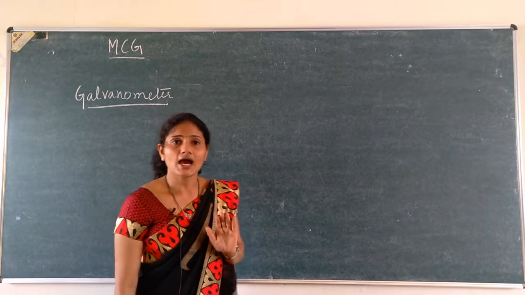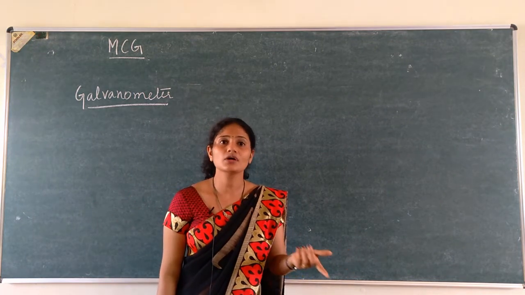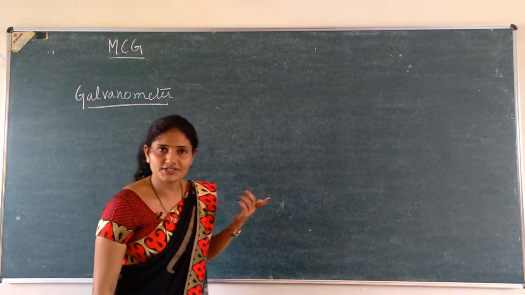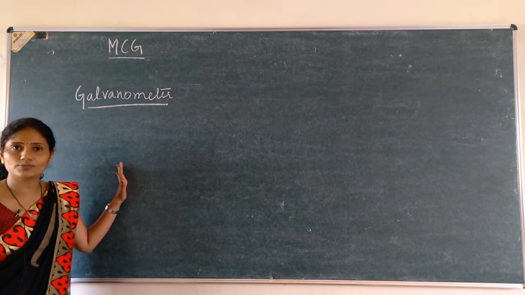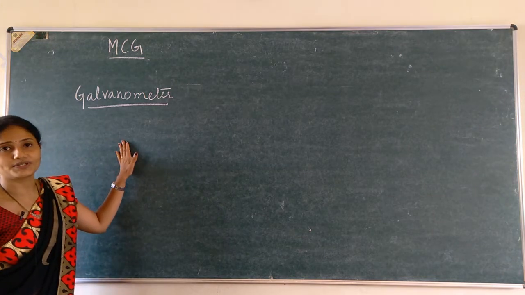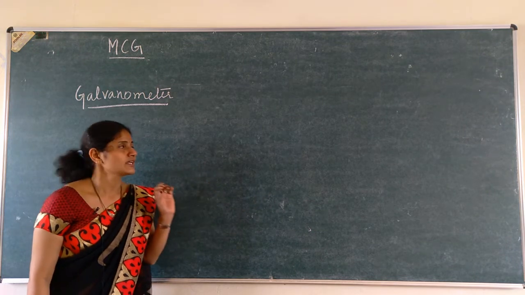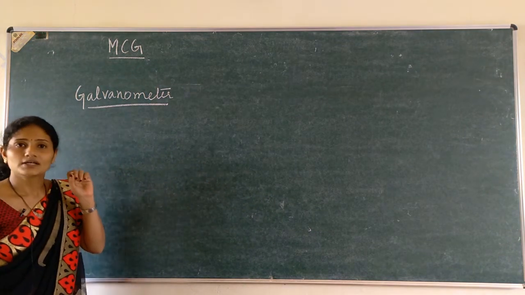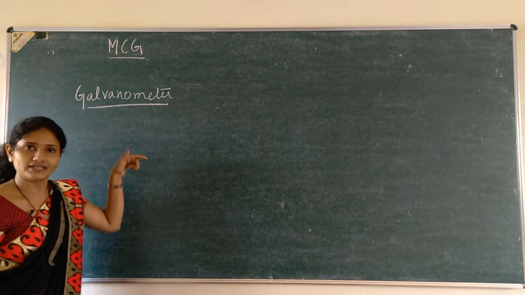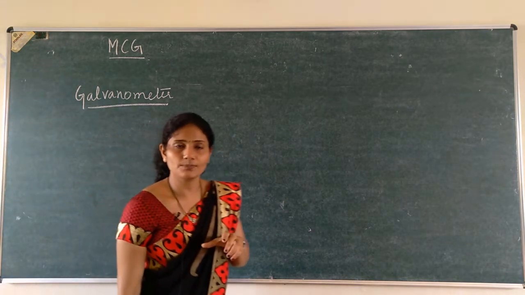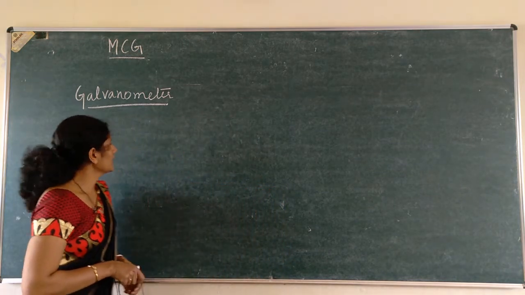Resistance of ideal ammeter is always approximately equal to 0. This galvanometer is having some resistance, that's why it is not possible to use this galvanometer directly as ammeter. So for that, what we have to do? We have to connect one low resistance in parallel with the galvanometer. Then that whole setup works as ammeter.